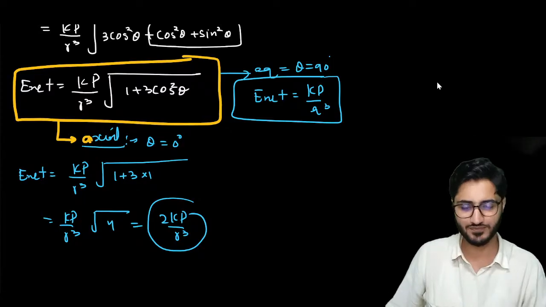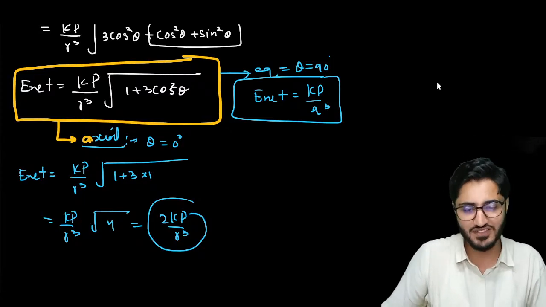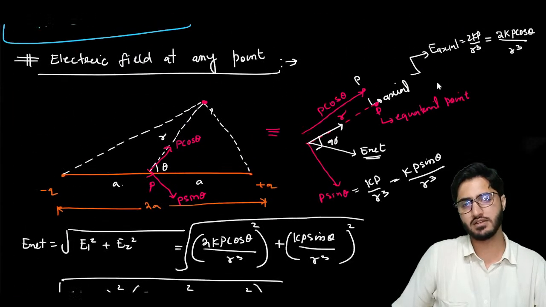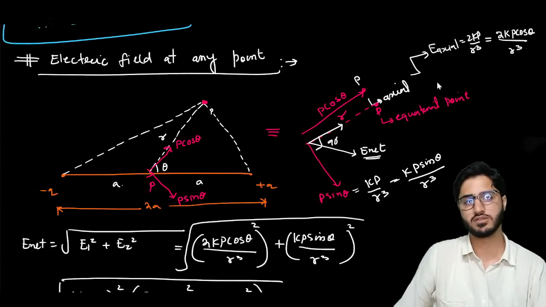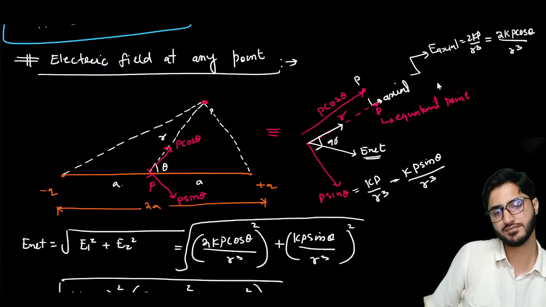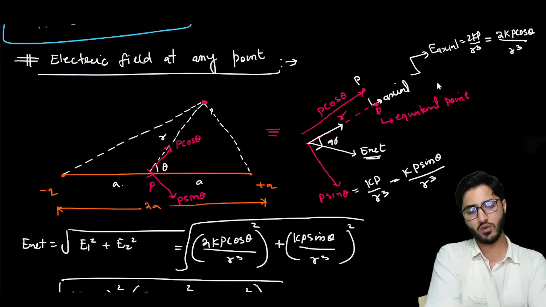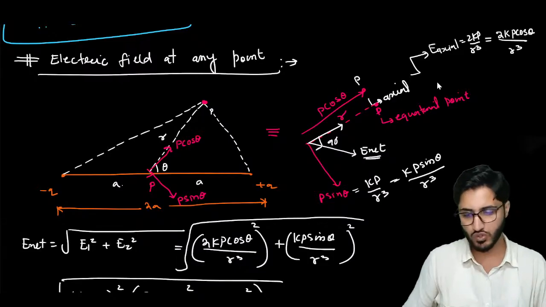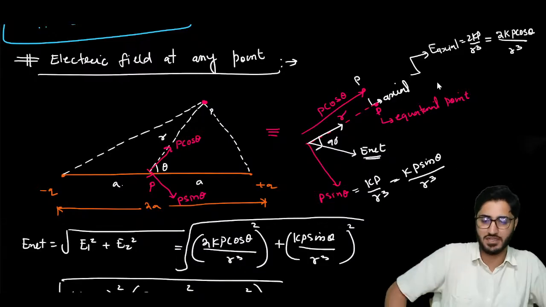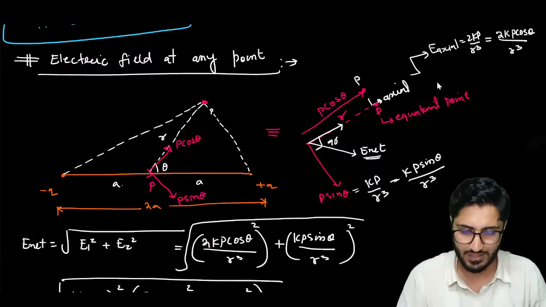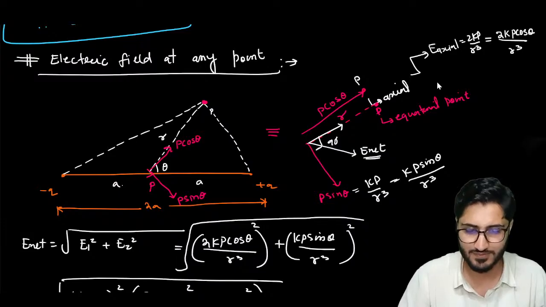Very easy, no? Very easy. Yes, very easy. Okay. Now, one more numerical is here. Look, if we have to find out the angle theta or angle alpha, do you know what is angle alpha?